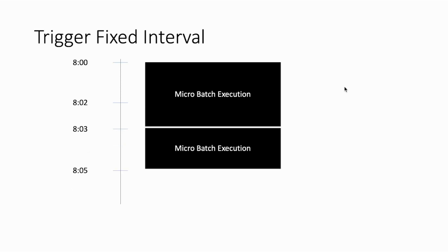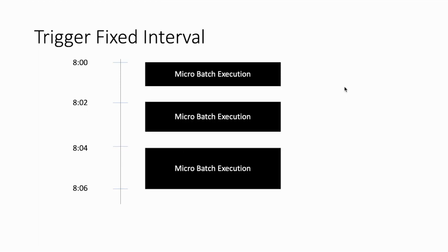In this scenario, the microbatch has taken more than 2 minutes to complete. Then Spark will wait for the running microbatch to complete and only after that a new microbatch will be created. In this scenario, your microbatch is completing within the 2 minute interval that we have set for the trigger. Spark will wait till 8:02 to start the next microbatch.